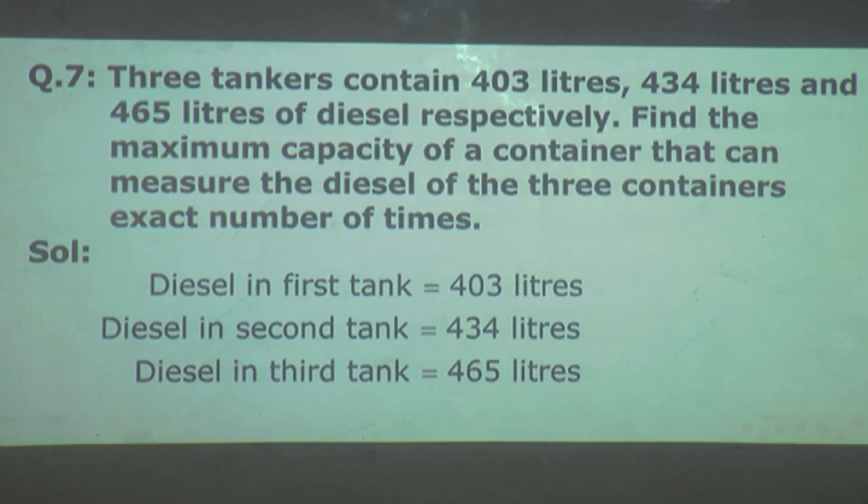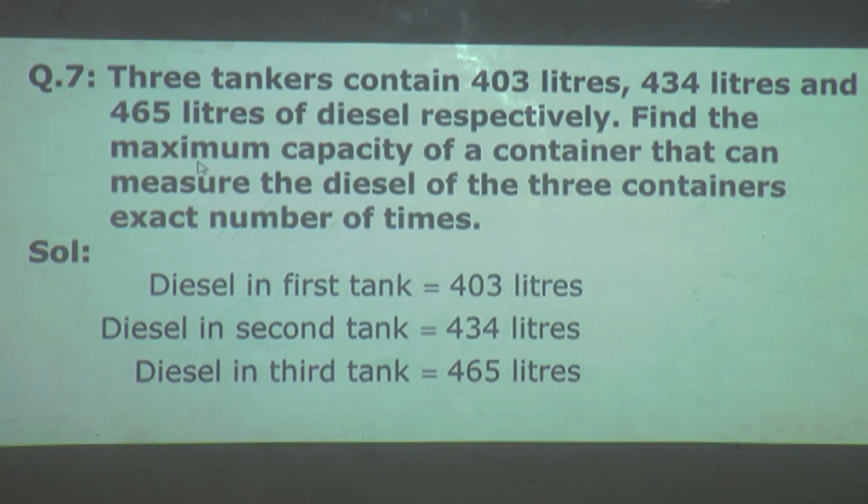Next question. 3 tankers contain 403 liters, 434 liters and 465 liters of diesel respectively. It means we have 3 tankers and they have different capacity. One has 403, one has 434, another has 465 liters of diesel respectively. Find the maximum capacity of a container that can measure the diesel of the 3 containers an exact number of times.